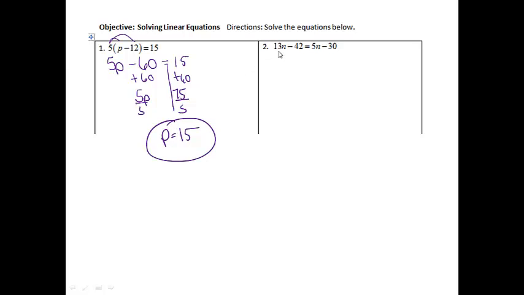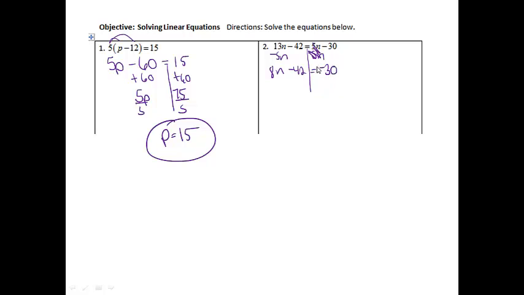All right, number 2, 13n minus 42 equals 5n minus 30. Again, if you'd like to draw a line, go right ahead. We want to get the n's together, so to get rid of a 5n on the right side, we're going to do minus 5n to both sides. So those will be gone. So 13n minus 5n is 8n. Minus 42, and then on the other side we have negative 30.